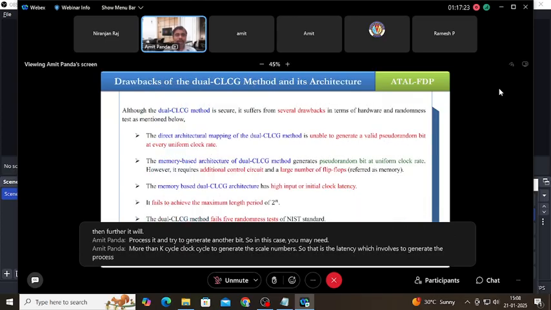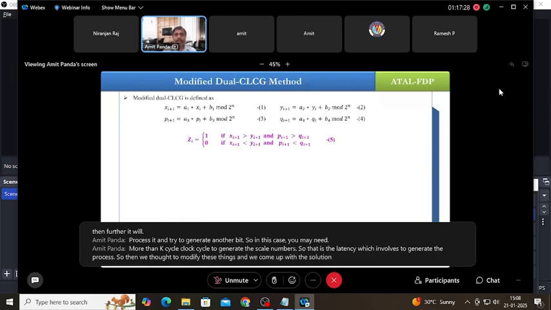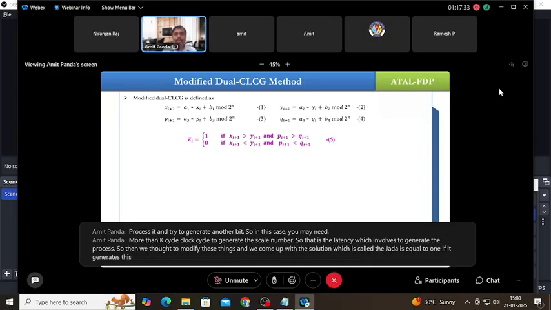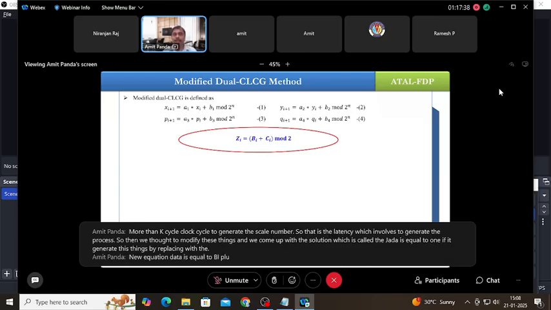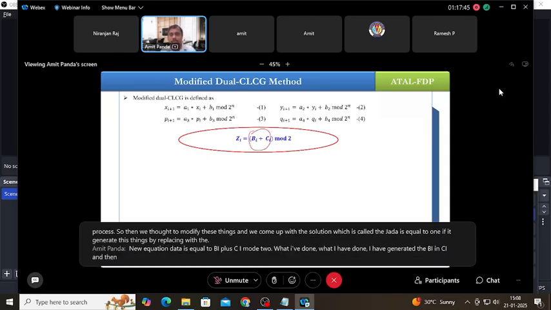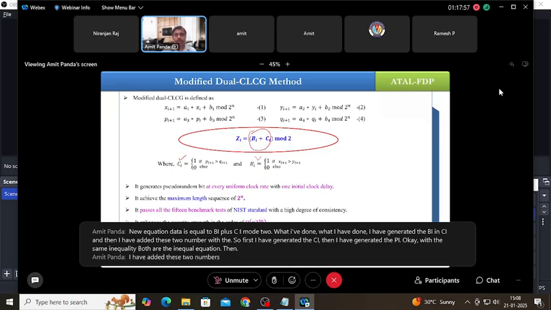So we thought to modify these things, and we came up with a solution where di is equal to bi plus ci mod 2. What I have done is, I generated the ci, then generated the bi, with the same inequalities, both being unequal equations. Then I added these two numbers using the mod 2 operation.